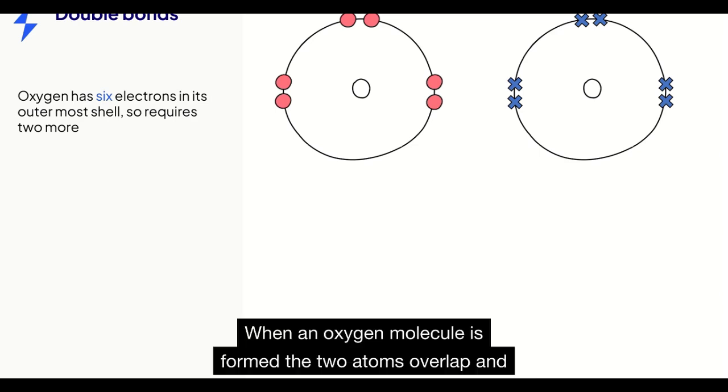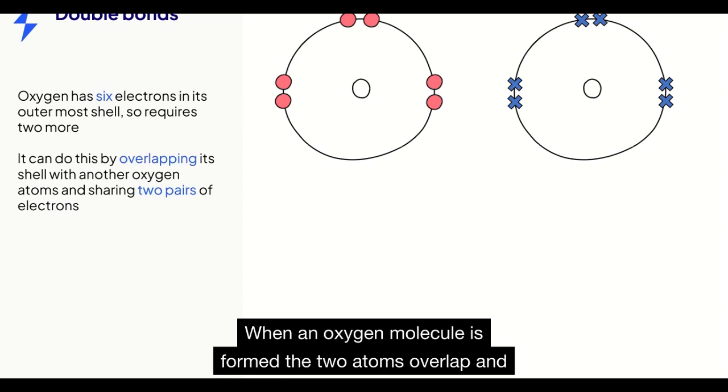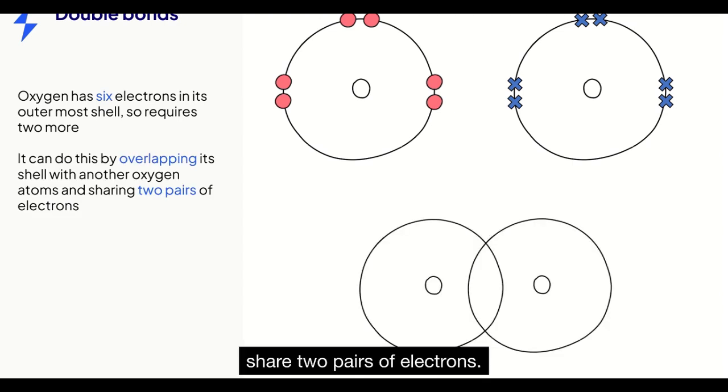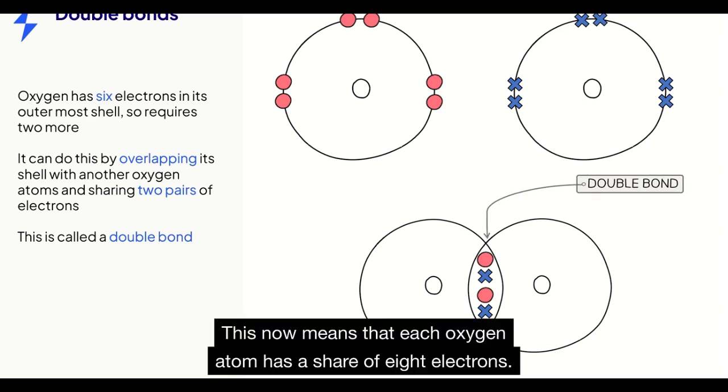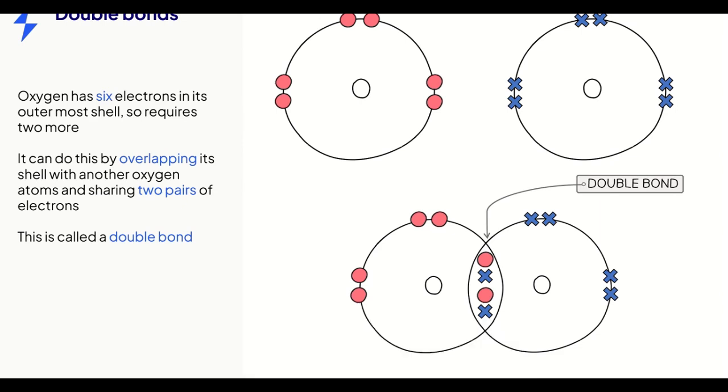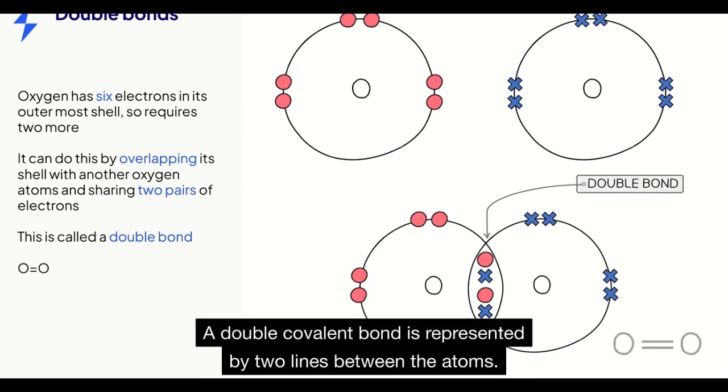When an oxygen molecule is formed, the 2 atoms overlap and share 2 pairs of electrons. This is the double bond. This now means that each oxygen atom has a share of 8 electrons. A double covalent bond is represented by 2 lines between the atoms.